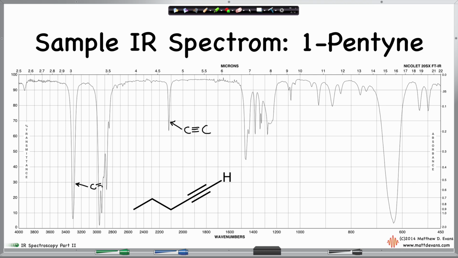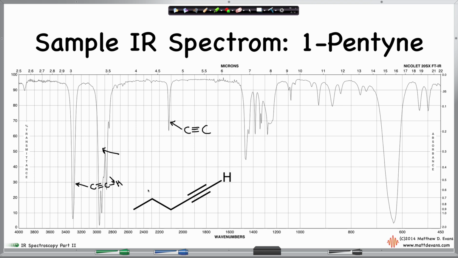So that's due to not quite the triple bond itself, but it's the CH bond. Sorry, I'm writing at an angle, that's why my arrows look really off. But it's this CH bond, and it's to the carbon that's part of the triple bond, so that's that absorption right here, very distinctive.